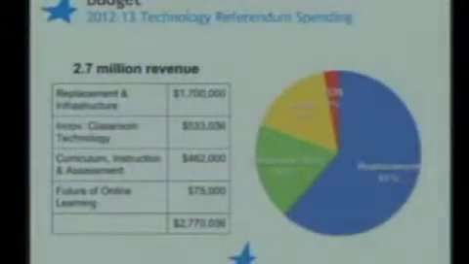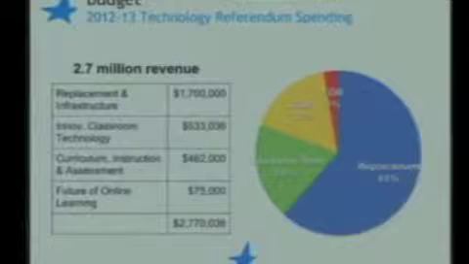We've made that transition, and in addition, we've allowed buildings to turn some of their replacement money over to innovation, and we found that they're doing that to a large extent. The curriculum instruction and assessment portion, that $462,000, is dedicated to those departments, those efforts that are going through the curriculum cycle.